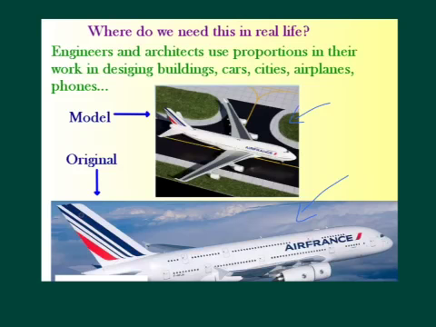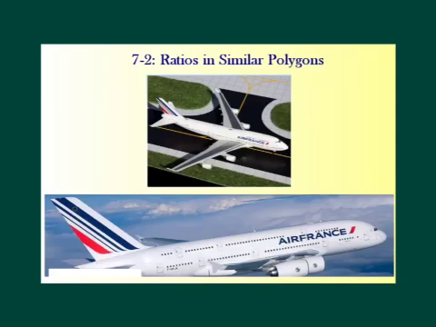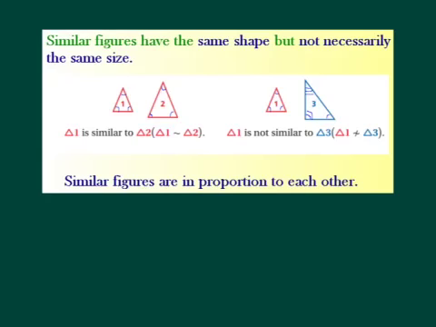Okay. Directly into our next section, where we're going to be talking about ratios and similar polygons. So go ahead and take your textbook and turn to Chapter 7, Section 2, and continue to follow along with your notes and write down questions. So let's first go ahead and define what similar figures are. Similar figures are figures that have the same shape but aren't necessarily the same size.